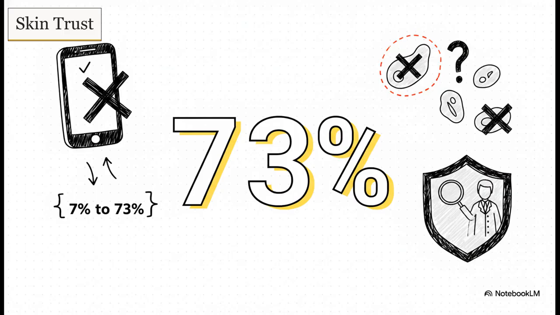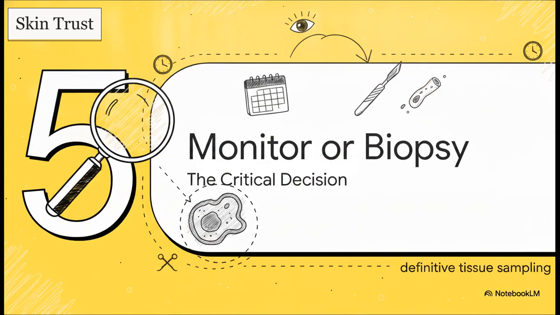variance, 7% to 73%. That is the wild sensitivity range of consumer smartphone triage apps found in published studies. I mean, in these data sets, up to 93% of melanomas were misclassified as low risk. Talk about a hard safety boundary. A consumer app simply cannot safely clear a concerning lesion, and it for sure cannot replace the nuanced, layered assessment of a trained clinician.